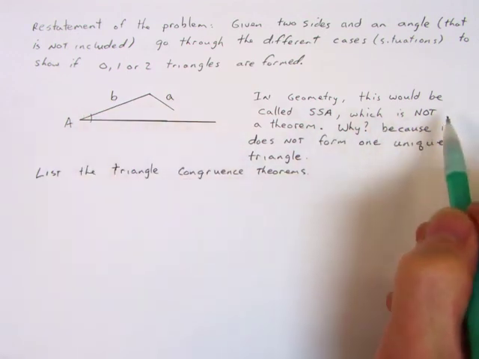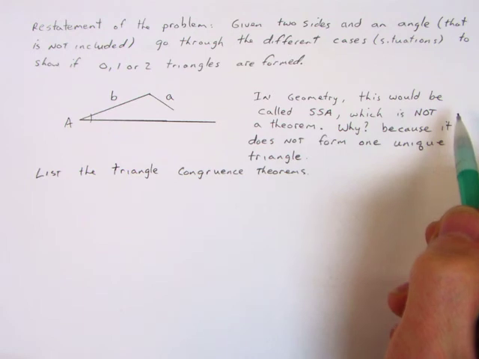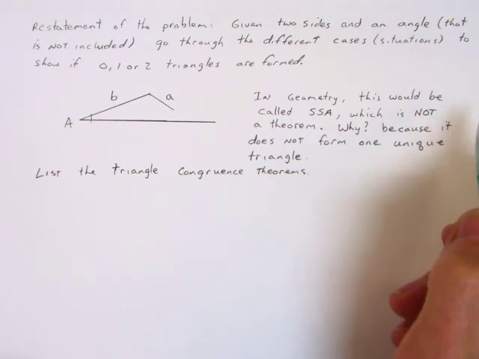In geometry, this would be called SSA, which is not a theorem. Why? Because it does not form one unique triangle. A way to remember that is to spell it backwards, and that's not something we would ever say in the class.